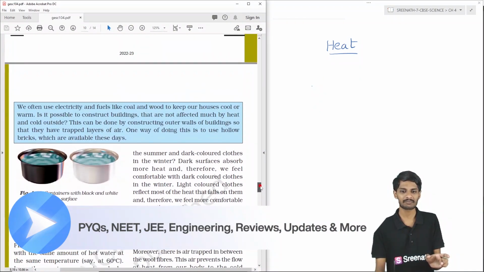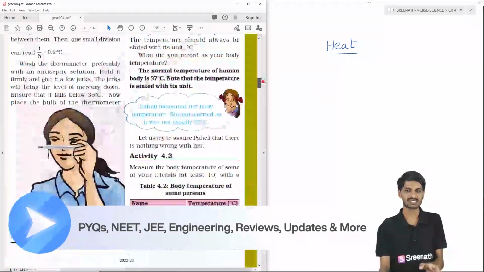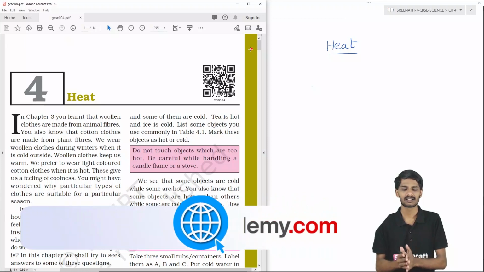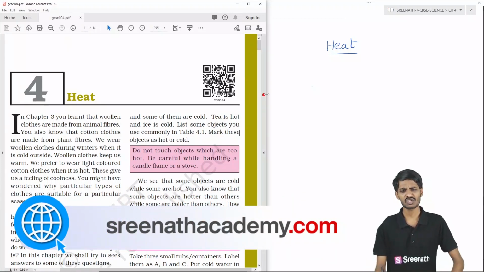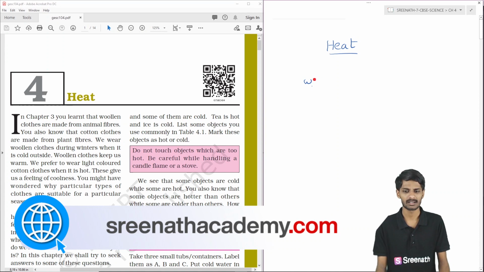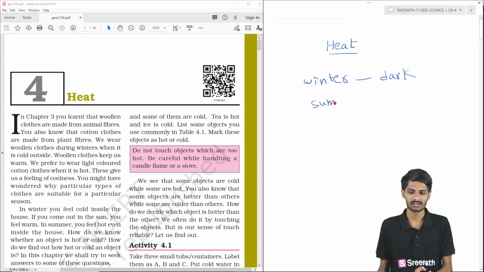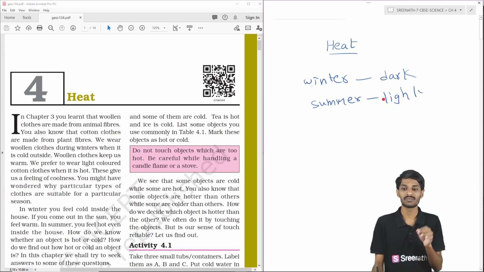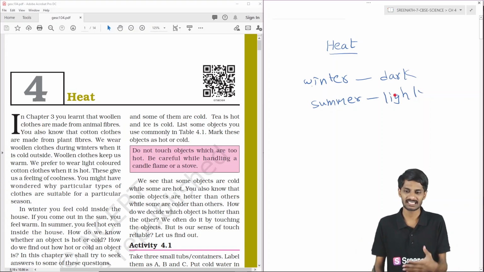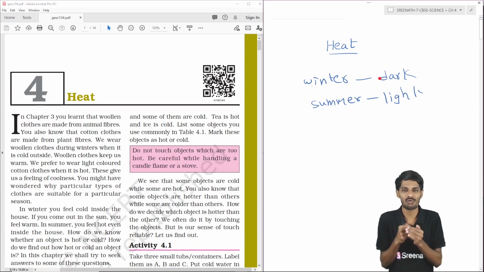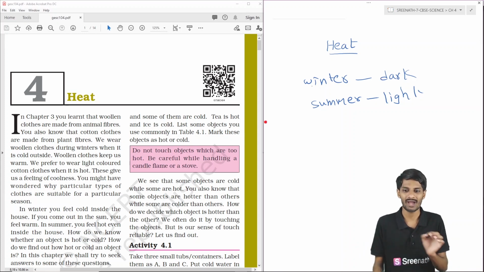So this is the whole chapter overview, students. Now we will discuss this chapter. In winter we wear dark clothes, and in summer we wear light clothes. Why? In summer when you wear light clothes it feels cool, and in winter if you wear dark clothes it feels warm. So what is the difference, why does it happen?